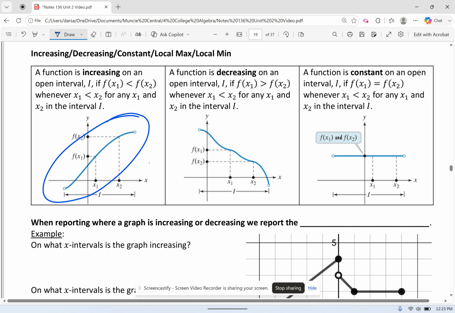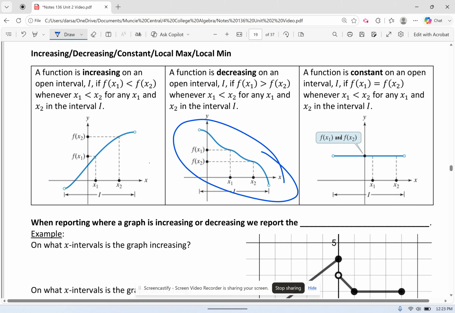It's going up, so it's increasing, right? As you travel on it, it's going up. Great. What about this one? If you look at it as you travel from left to right, are we going downhill? Oh, look, the graph is decreasing, correct?